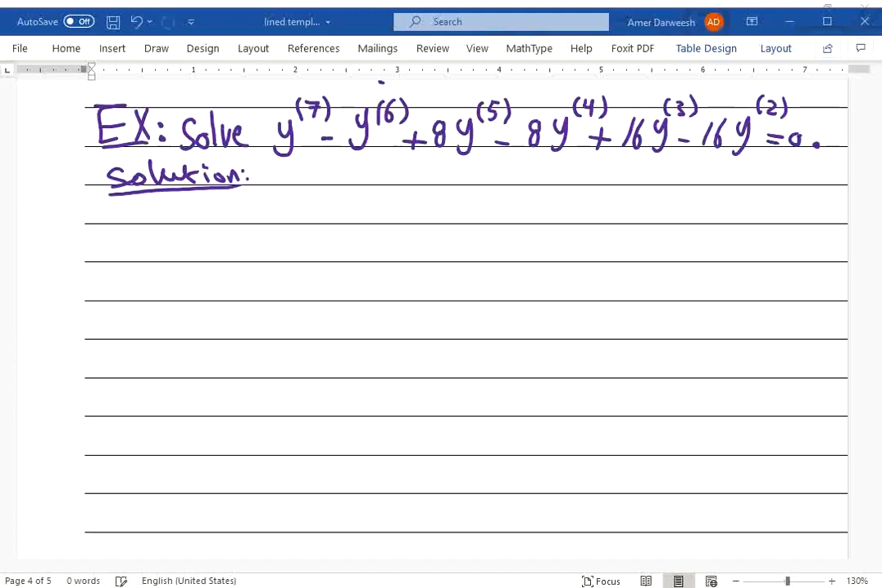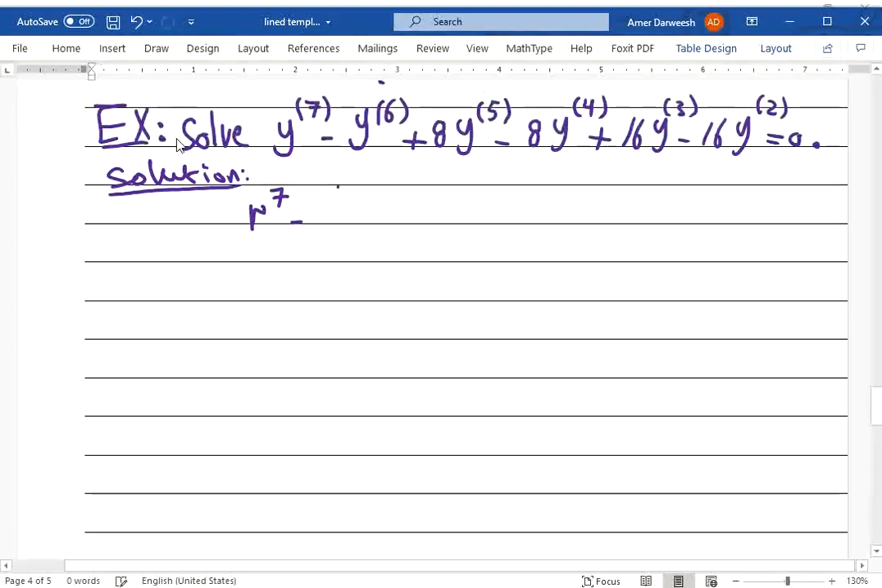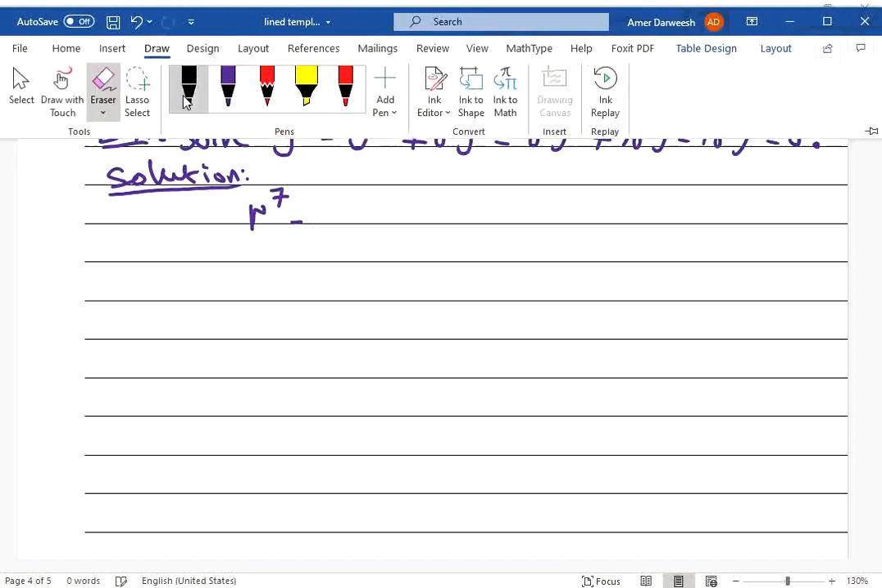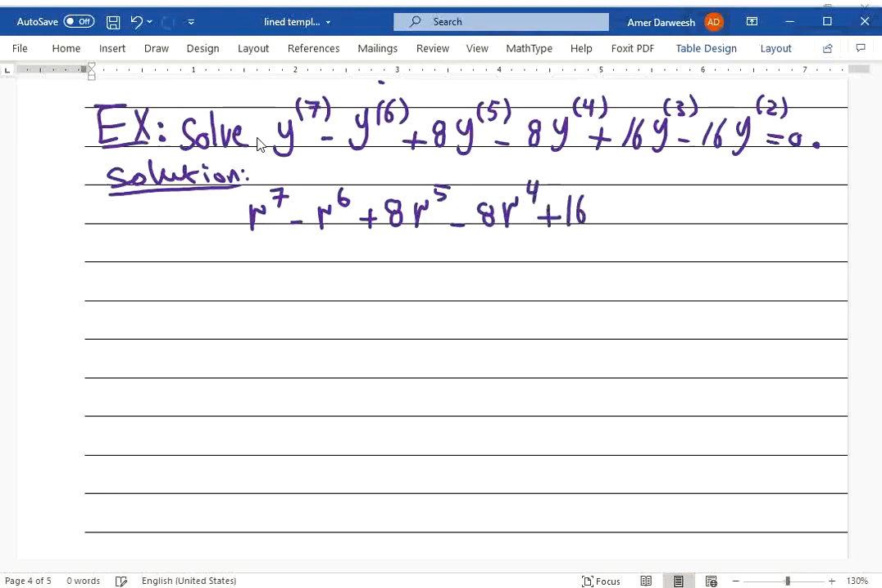The auxiliary equation now takes the form r to the 7 minus r to the 6, sorry. Now replace y by r. So erasing this, go back to y. So r to the power 6 plus 8 r to the power 5 minus 8r to the power 4 plus 16r to the power 3 minus 16r to the power 2 equals 0.